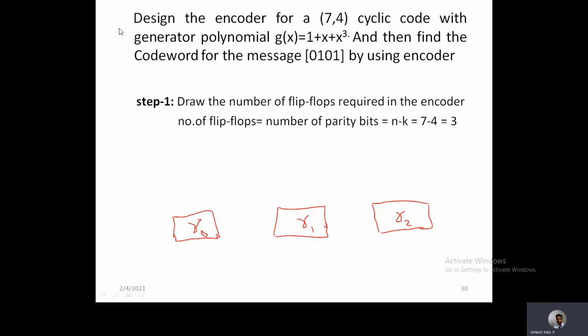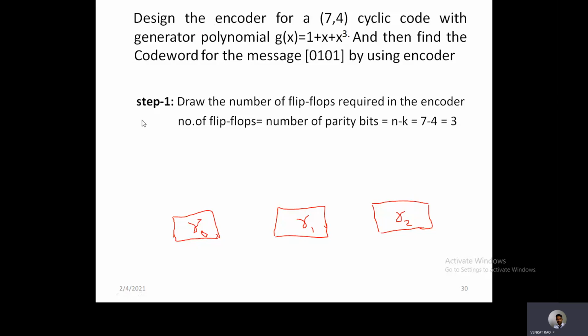So in this example I will explain how to design this encoder for the given generator polynomial equation, and then we'll see how to find the code word for the given message by using this encoder operation. I will explain the operation also, and I will find the code word for the given message. Now, what are the steps involved while designing the encoder for a cyclic code? I will explain in a very easy way with 3 steps only.